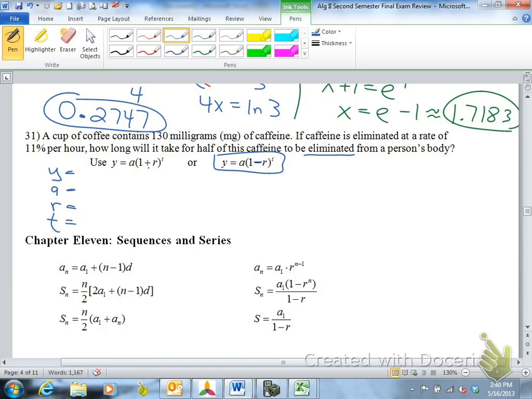And the question is, how long will it take? How long will it take is a time question, so it's what you're solving for. The rate is 11%. The amount that you start with is 130, and you want half of the caffeine. Half of 130 is 65. So you would have 65 equals 130 times 1 minus 0.11 to the t, and see if you can solve that from there.